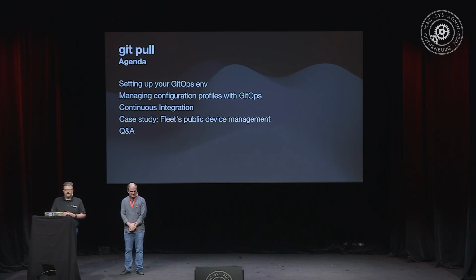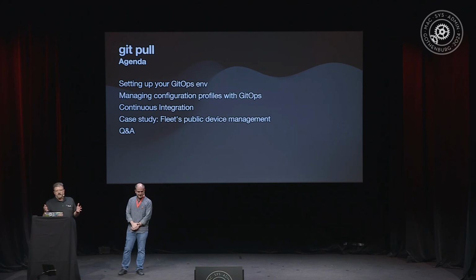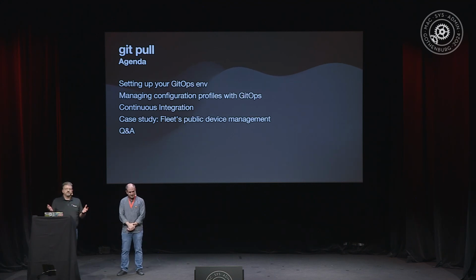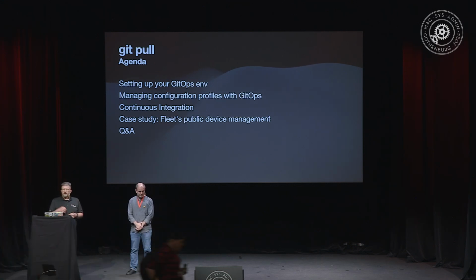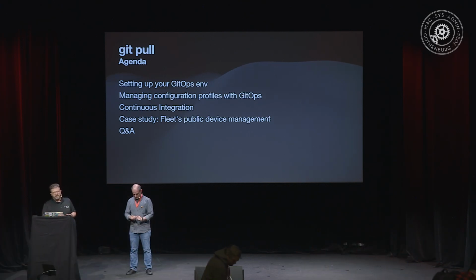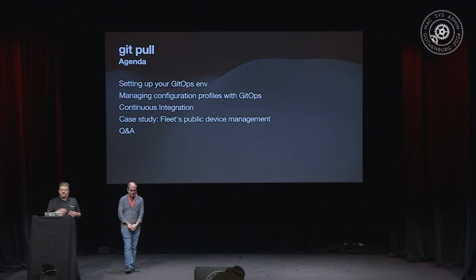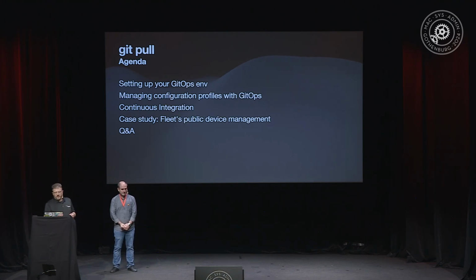We'll get started by actually setting up a GitOps environment for you. Now, this is not a play along. We've got 20 to 35 minutes, 25 minutes, whatever, depending on how fast I talk, but hopefully this will serve as a little bit of a reference for you later on when you review the video. We'll take a look at managing configuration profiles with GitOps, a little bit about continuous integration, the CI part of CI/CD, and then we'll look at a case study of using Fleet's public device management repo. And if there's time, we'll have a little Q&A session.